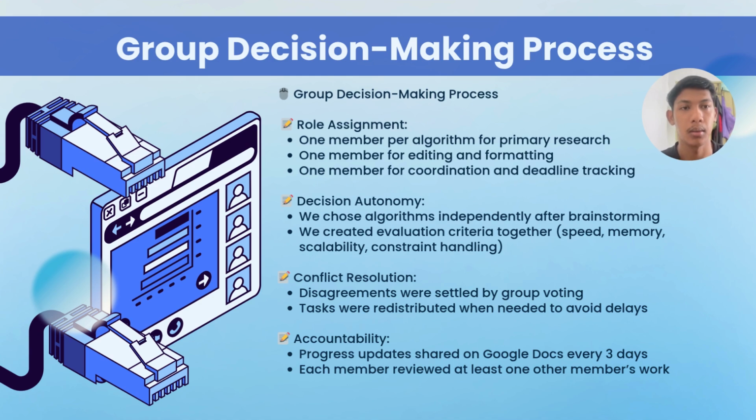And last is accountability. Progress updates were shared on a Google document every three days. Every three days, we updated our progress in a shared Google document so everyone could see what's done and what's left. Each member reviewed at least one other member's work. Everyone had to check someone else's work to make sure it was correct and clear.